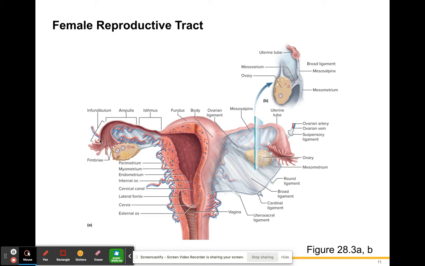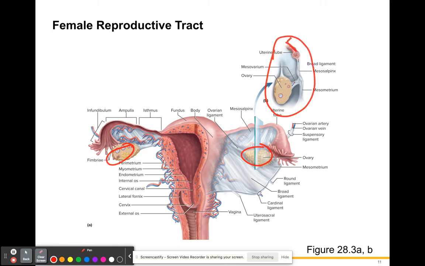Okay, here we can see another view of the same thing. Here's the entire female reproductive system. We're looking at it as a frontal view right now, and we can see all the different parts, but you can see the ovaries on either side here and here. This is a cross section of that ovary and the fallopian tube.